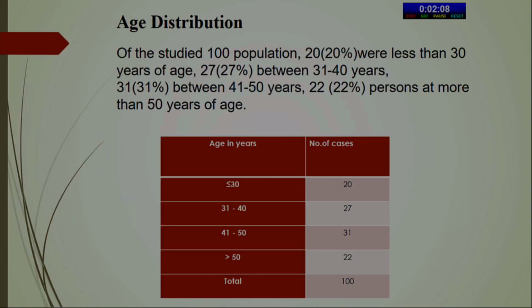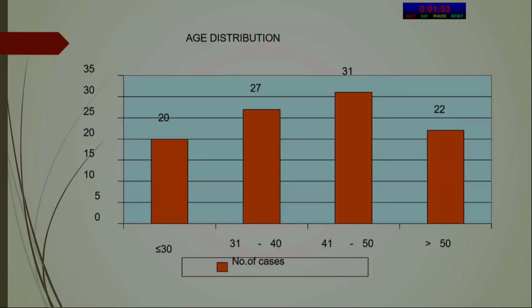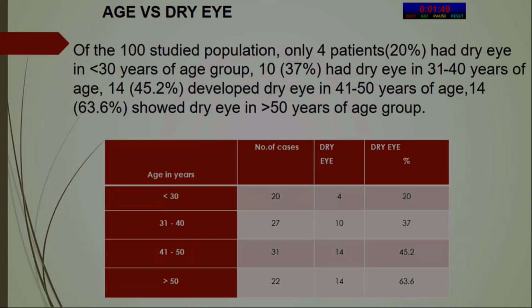My results: age distribution of the studied 100 population. 20% were less than 30 years of age, 27% between 31 to 40 years, 31% between 41 to 50 years, and 22% more than 50 years of age. This is the graphical representation of the age distribution. Age versus dry eye: of the 100 studied population, only 4 patients had dry eye in the less than 30 years age group.